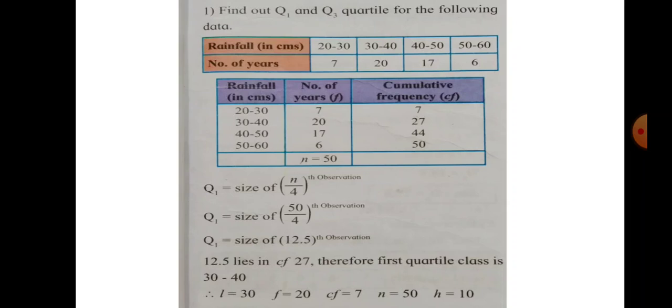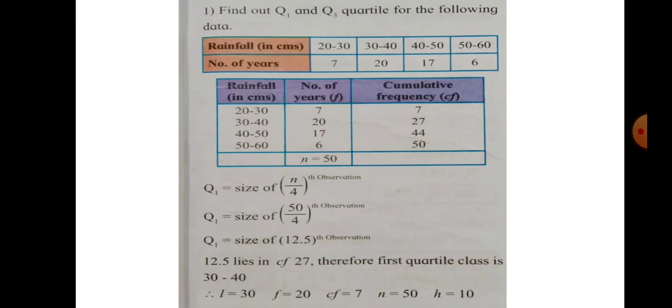Q1 is equal to size of (n upon 4)th observation. In the next step, Q1 is equal to size of (50 upon 4)th observation. In the next step, Q1 is equal to size of 12.5th observation. For the 12.5th observation, you have to go to the cumulative frequency column. This number 12.5 lies in the cumulative frequency 27.